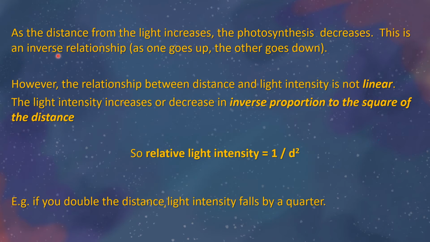So it's inversely proportional, so as one goes up, the other goes down. So the distance is going up, the light intensity is going down. If the distance is doubled, the light intensity falls by a quarter. So relative light intensity is 1 divided by distance squared. I want you to write that in your book, please. Light intensity is 1 divided by distance squared.